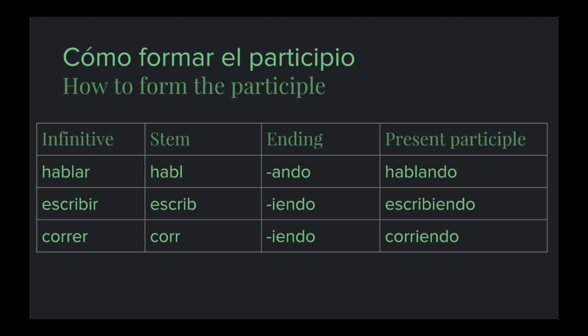It's similar to changing the ending to match the subject like you normally do when conjugating, but it's actually easier because you only have one of two endings to choose from. So if it's an AR verb like hablar, you're going to drop the ending to get the stem, add ando, and you're left with hablando. If it's an IR verb, drop the IR, get the stem, add yendo, and you get escribiendo. And if it's an ER verb like correr, drop the ER, get your stem, again add yendo, and you're left with corriendo. These are the present participles.